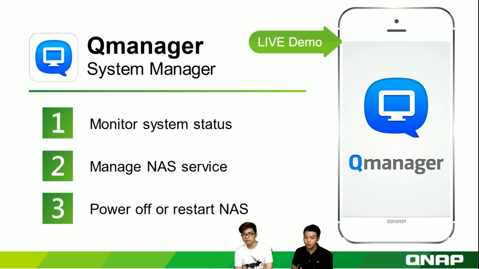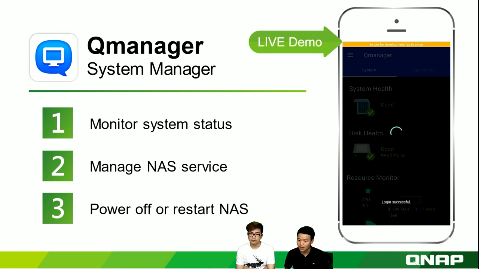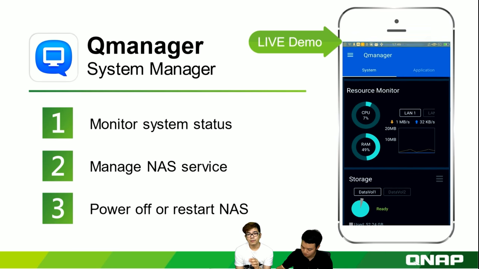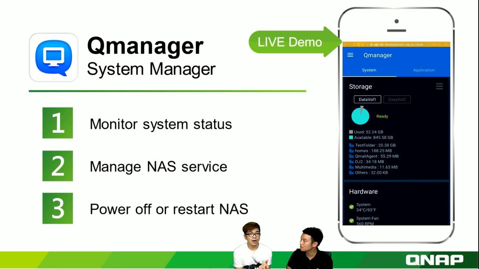So the QManager is basically the system manager that can monitor how the system is doing right now. And monitoring means almost every detail, like the dashboard on our QTS user interface in the upper right-hand corner. This is another kind of dashboard, but since QManager is on a cell phone, you can monitor different kinds of NASes under your QID or manually edit by yourself.